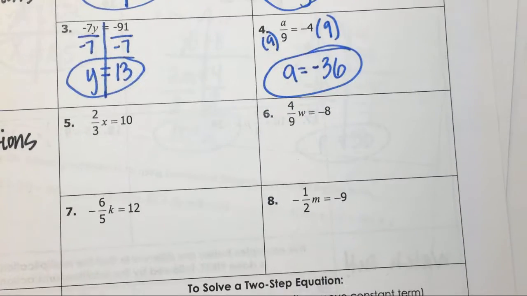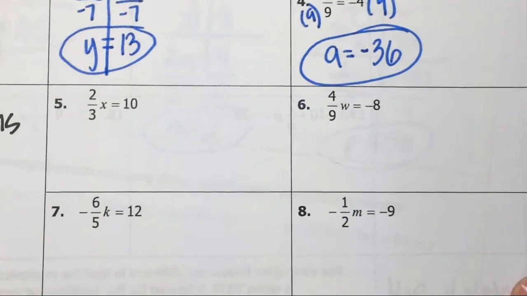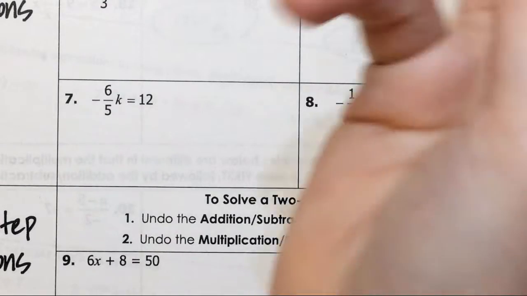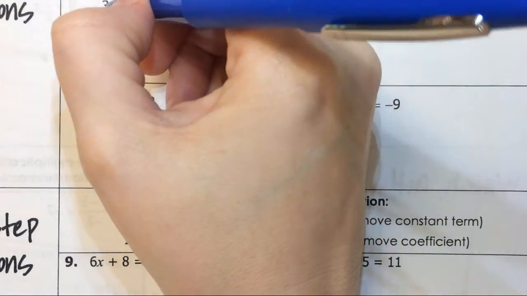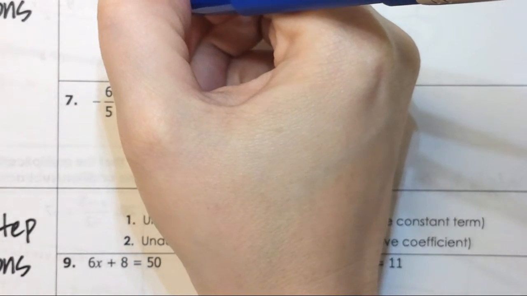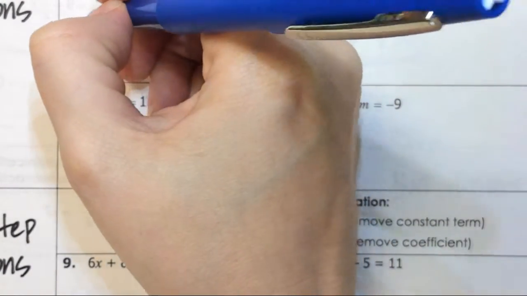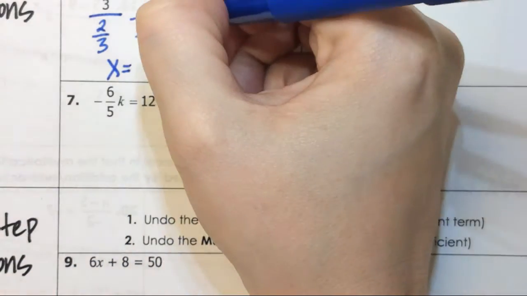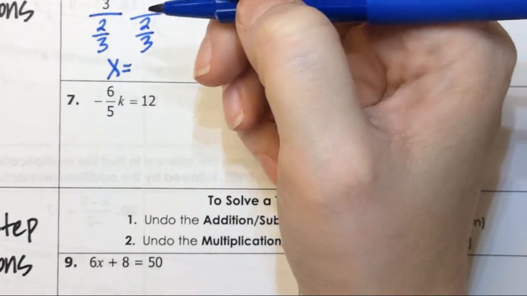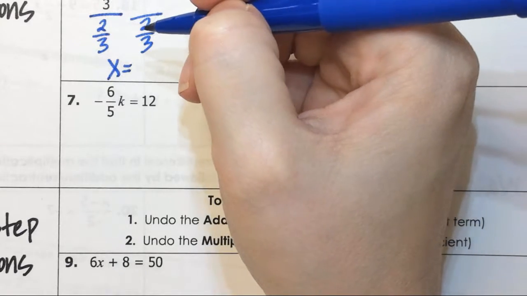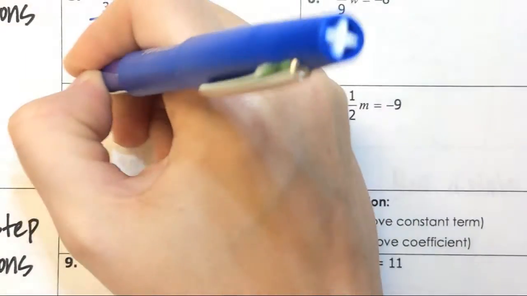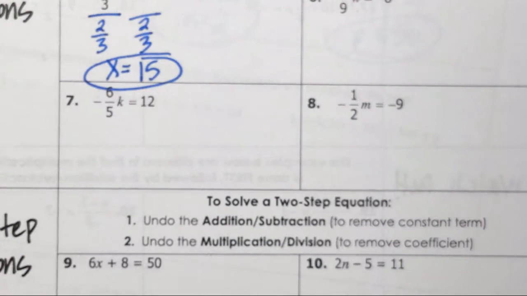So the next part, I have 4 of these on here just because these are the problems that everybody forgets how to do. On number 5, it's 2/3 times x. So I do the opposite of multiplying, which is dividing by 2/3. So 10 divided by 2/3 is what? Oh, it's 15. 15, yeah. That's okay. 15. Everybody agree?